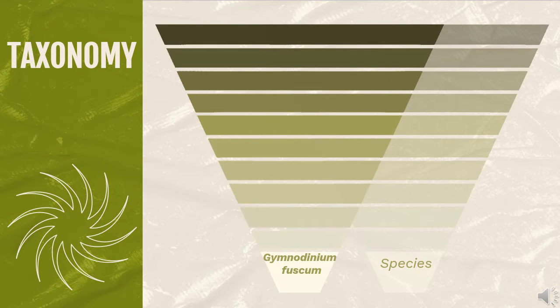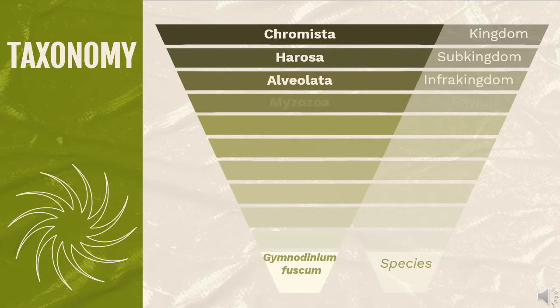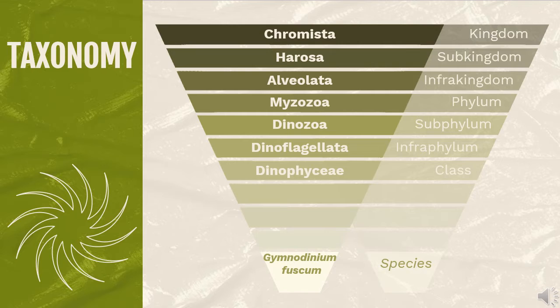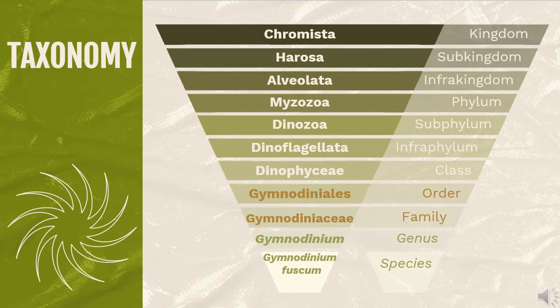I included 11 taxonomic categories. According to World Register of Marine Species, Gymnodinium fuscum belongs to Kingdom Chromista, Subkingdom Harosa, Infrakingdom Alveolata, Phylum Myzozoa, Subphylum Dinozoa, Infraphylum Dinoflagellata, Class Dinophyceae, Order Gymnodiniales, Family Gymnodiniaceae, and Genus Gymnodinium.